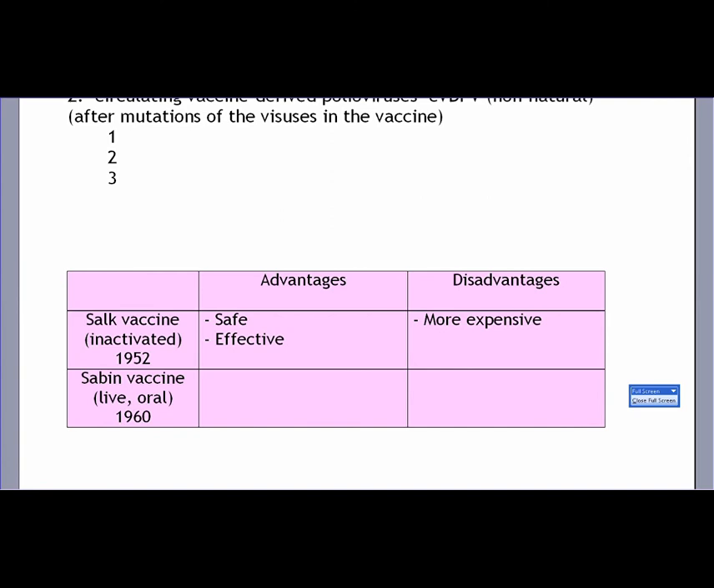Another disadvantage, the vaccine is given intramuscularly, so injection. Intramuscular injection, so we need special equipment. So the price is more expensive because we need the needle and the syringe. And because it's given intramuscularly, the vaccine does not provide enough antibodies in the intestine. So no antibodies are produced in the intestine.